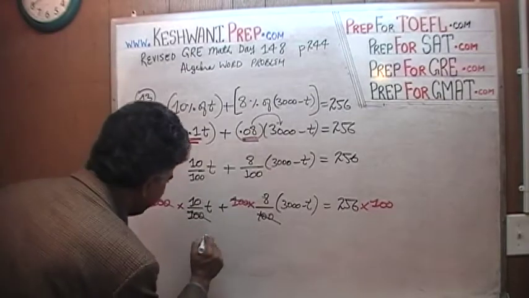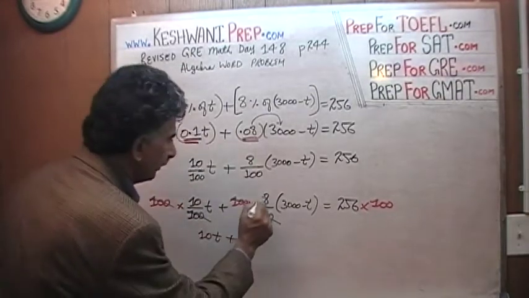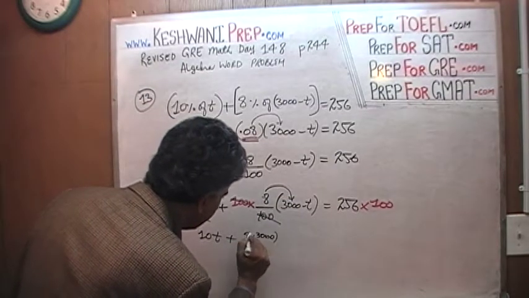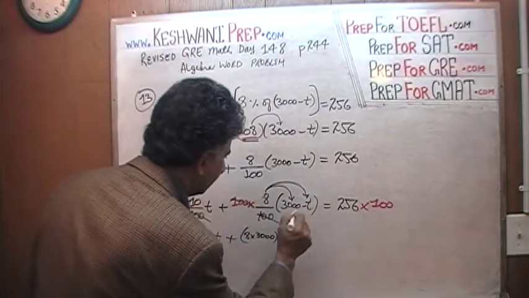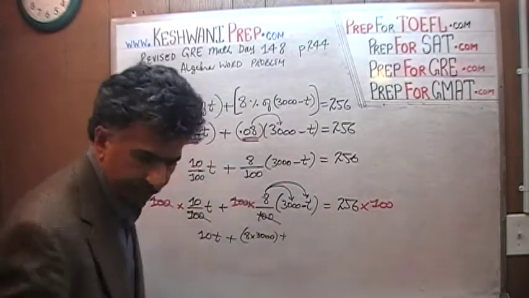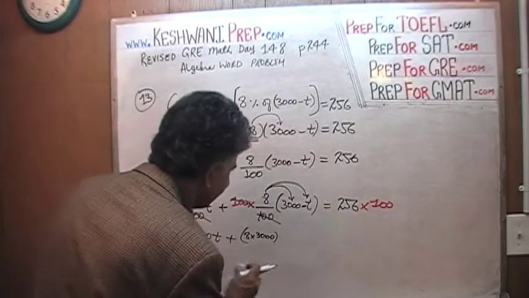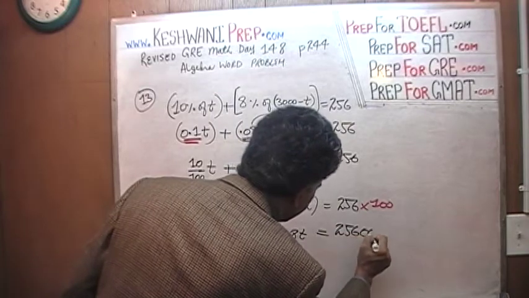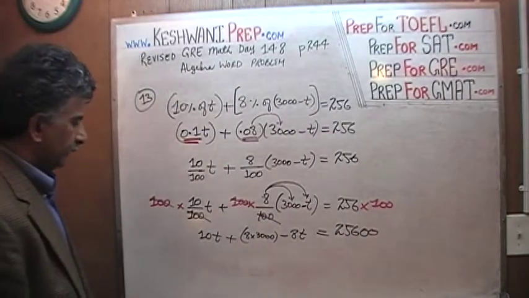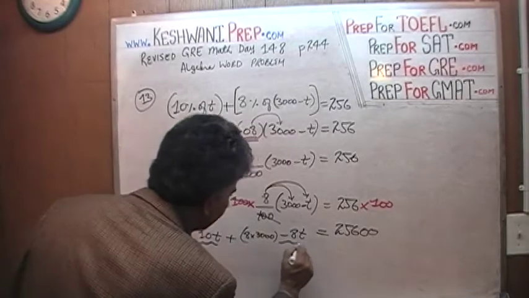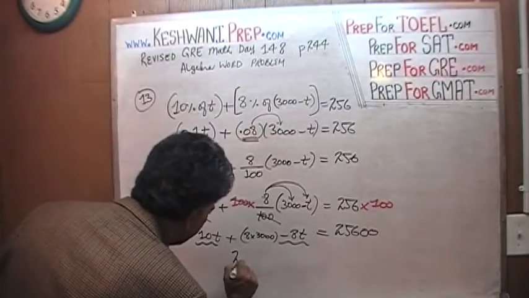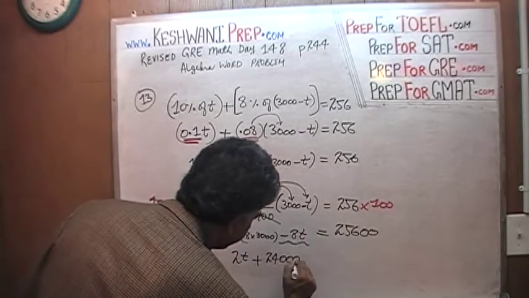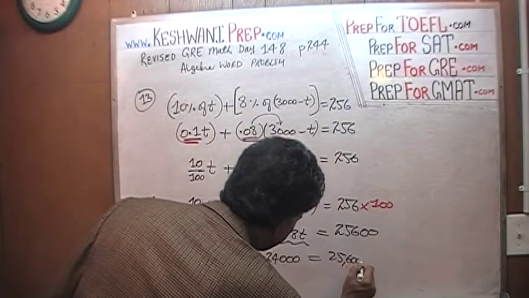So here we have 10T. Here we're going to get 8 times 3000, minus 8 times T, equals 256 and stick two zeros there. 10T minus 8T is 2T. 2T plus 8 times 3000, which is 24,000, equals 25,600.